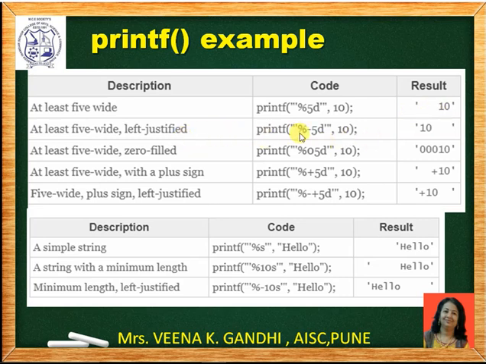Next, %-5d means we are telling it to use left justification. The minus sign gives left justification. So 10 is left justified and the remaining blanks are added after the 10.